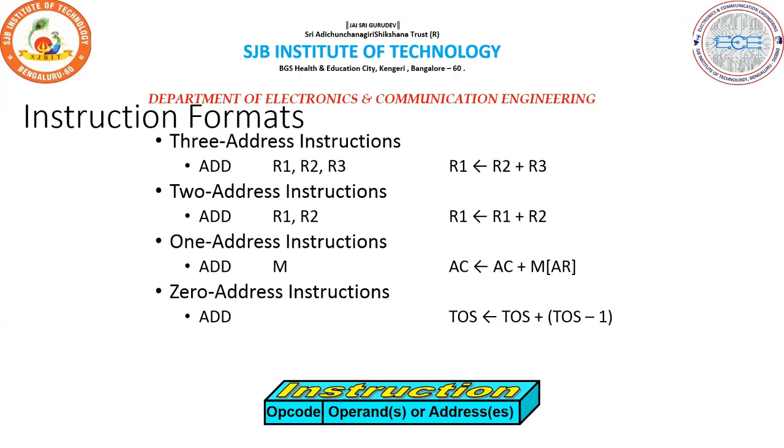So in the two address case, a single two address instruction cannot be used to solve our problem. So without destroying either operand, the sum is going to be stored in the AC. So move B comma C. So here.